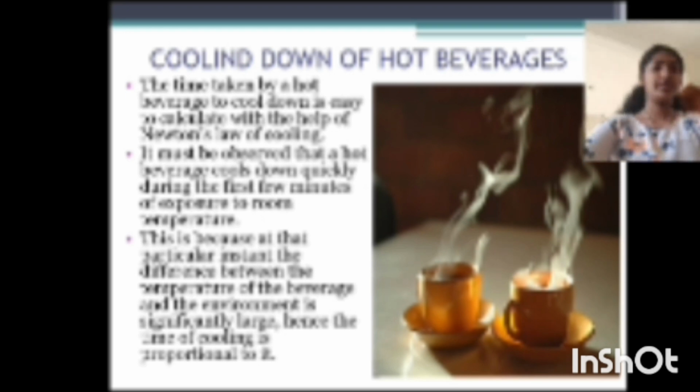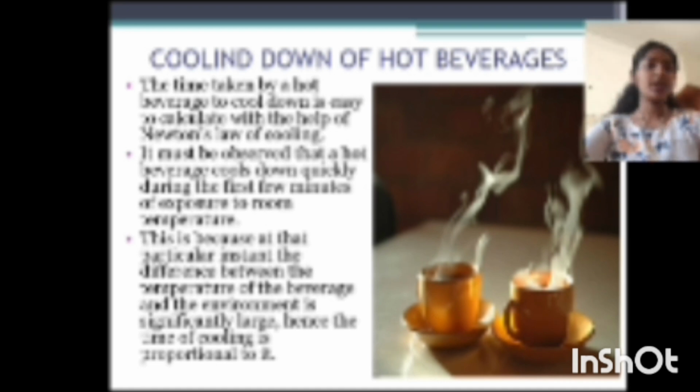Cooling down of hot beverages. The time taken by a hot beverage to cool down is easy to calculate with the help of Newton's law of cooling. It must be observed that a hot beverage cools down quickly during the first few minutes of exposure to room temperature. This is because at the particular instant, the difference between the temperature of the beverage and the environment is significantly large. Hence, the time of cooling is proportional to it.